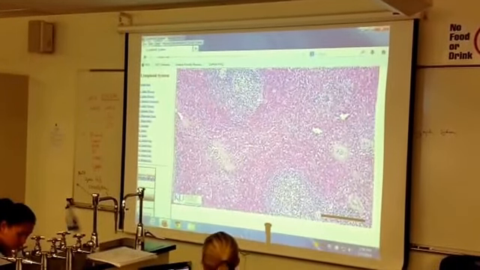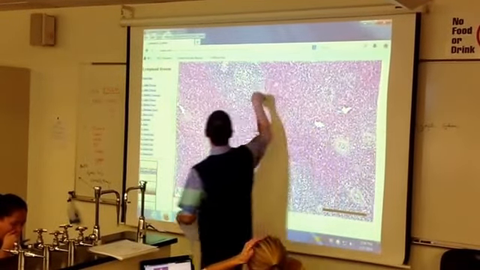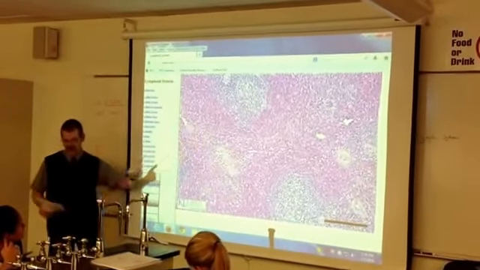Another view. You can still make out that there's dark circles and non-dark circles, but because they're scattered, I know that's a spleen, and that therefore is white, and this is red, because it's a spleen.